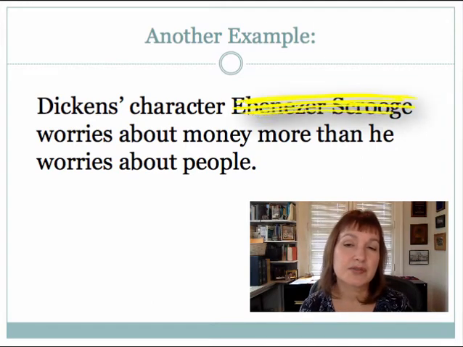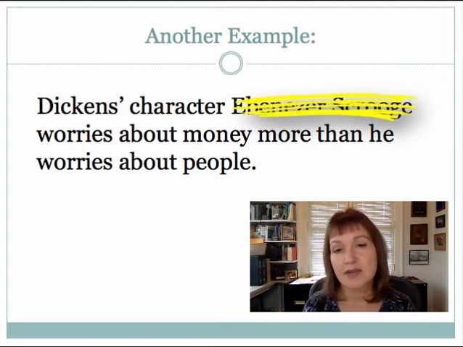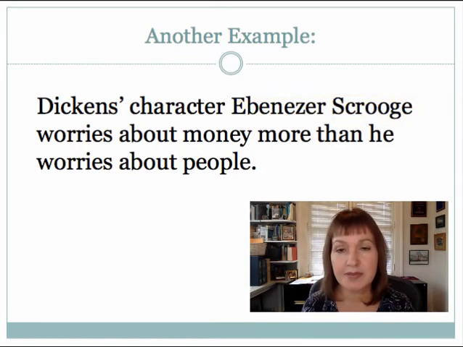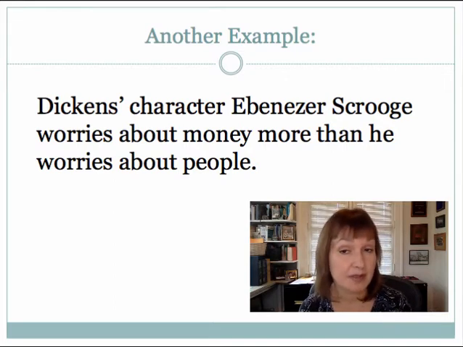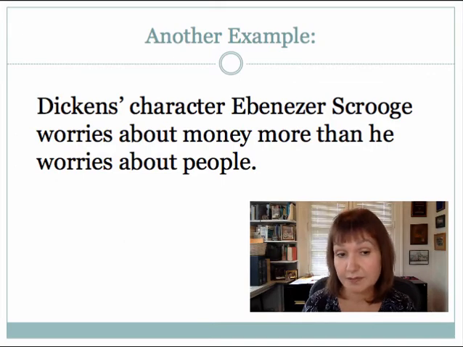If you took Ebenezer Scrooge out of the sentence, it would read, Dickens' character worries about money more than he worries about people. But the sentence doesn't mean the same thing because the original sentence was about a really specific person, Ebenezer Scrooge, protagonist of A Christmas Carol.